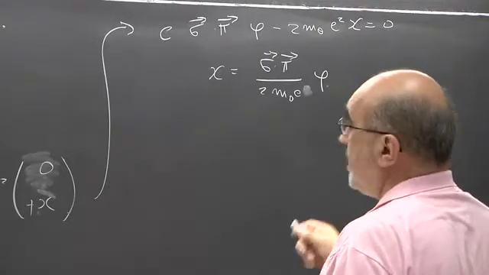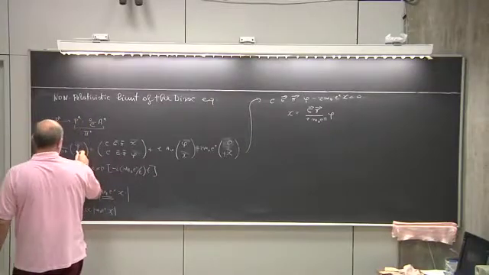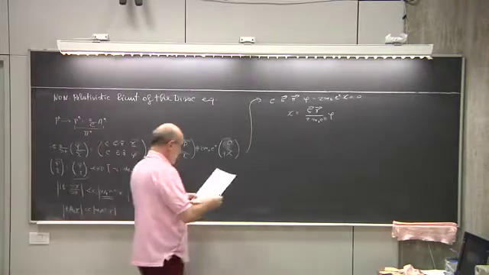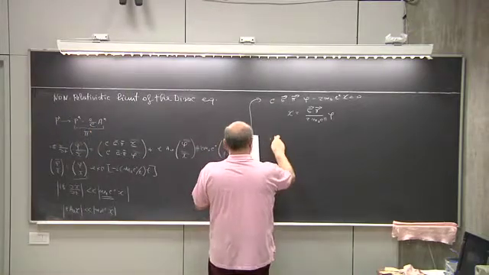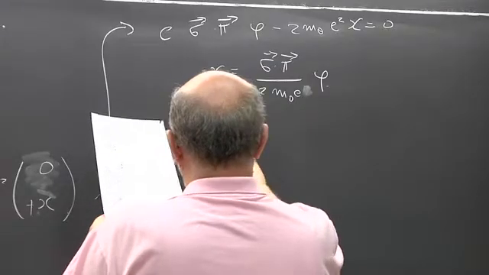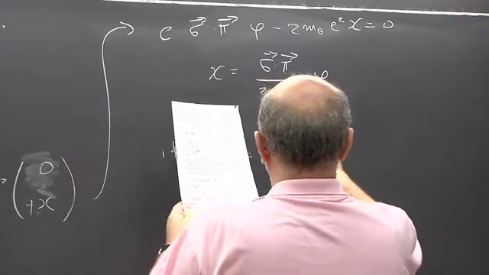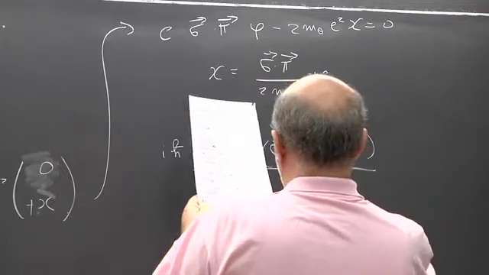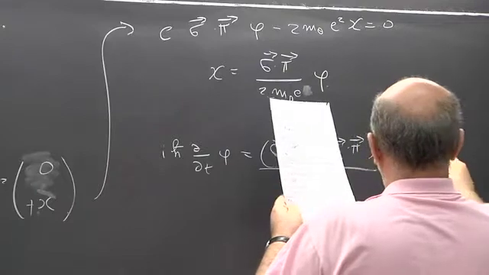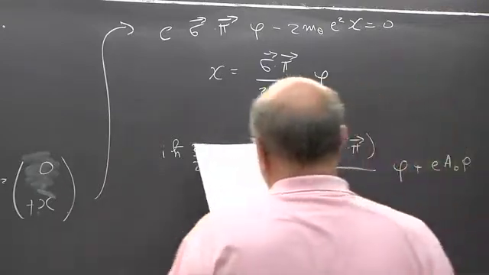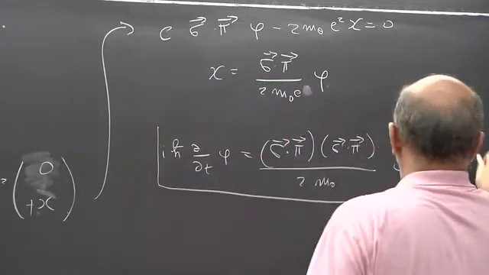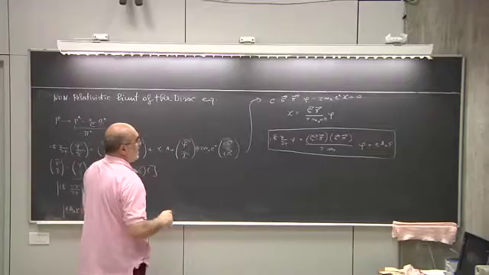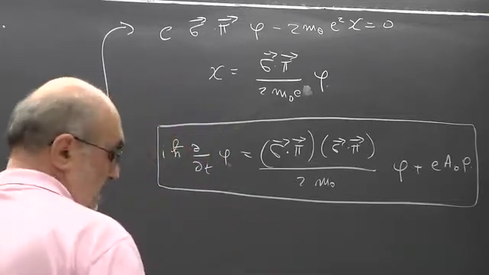Okay. Now, if we insert in the upper component, replacing everywhere chi with that expression, what we will get is i h d dt phi equals sigma dot pi squared over 2 m0 phi plus A0 phi. Okay, so basically in the non-relativistic limit, we have reduced the Dirac four-dimensional equation to a two-dimensional equation because this object has two components only.